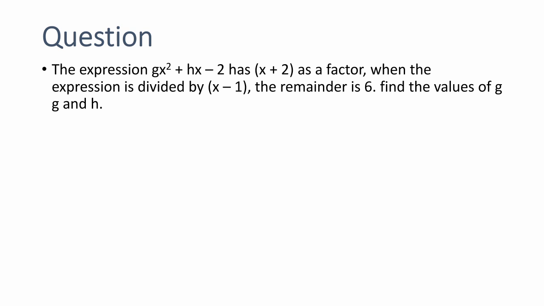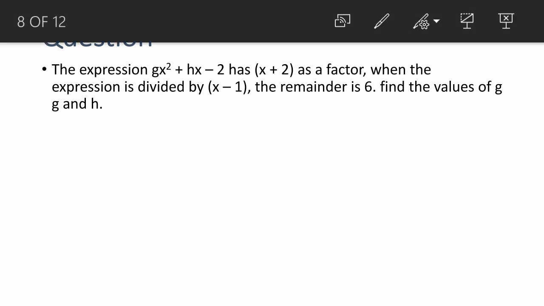Okay, now we go to the next question here. We have that the expression gx squared plus hx minus 2 has x plus 2 as a factor. Okay, x plus 2 is a factor. So when the expression is divided by x minus 1, the remainder is 6. So find the value of g and h. Okay, let's start with x plus 2.